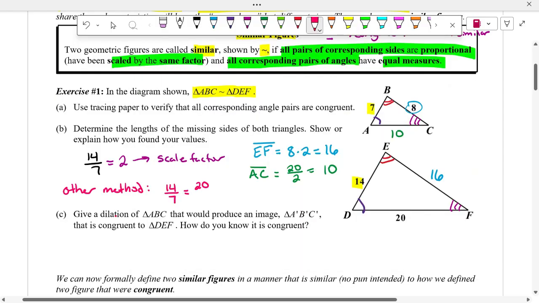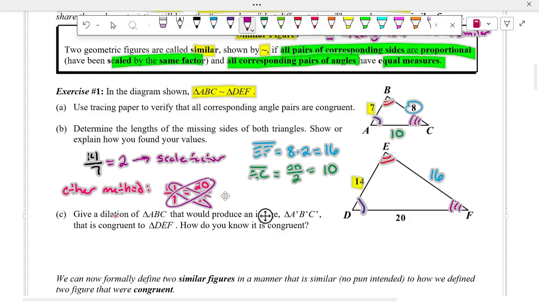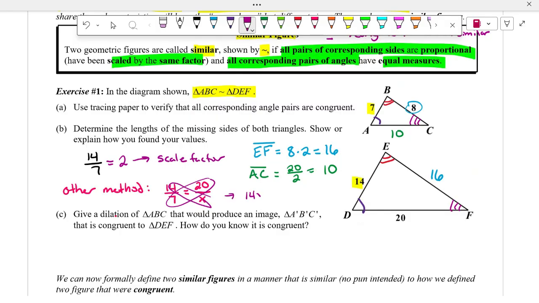And then I'm going to put X on the bottom as a placeholder for AC. Now, you guys have been doing proportions since early on middle school, late elementary school. So what do you do to solve a proportion? Cross multiply. So that would be 14x is equal to 140.